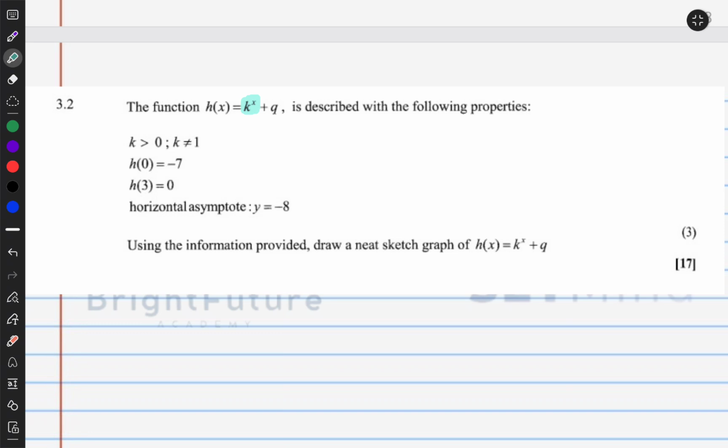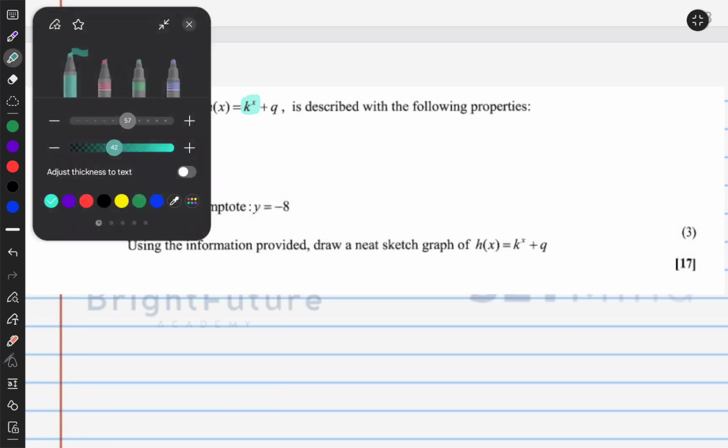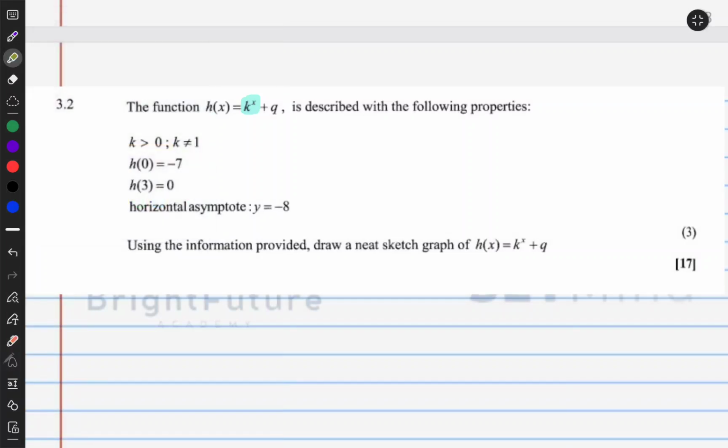Because the variable x is an exponent. Plus q. Okay, it is described with the following properties. That q, we know that it also represents what? The q is our asymptote. Q is the horizontal asymptote for the exponential function.